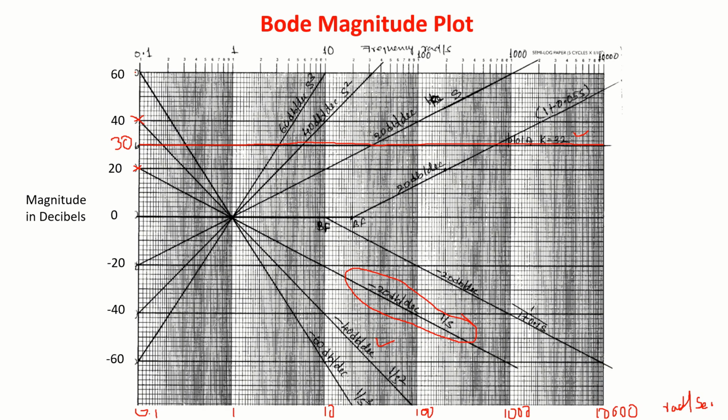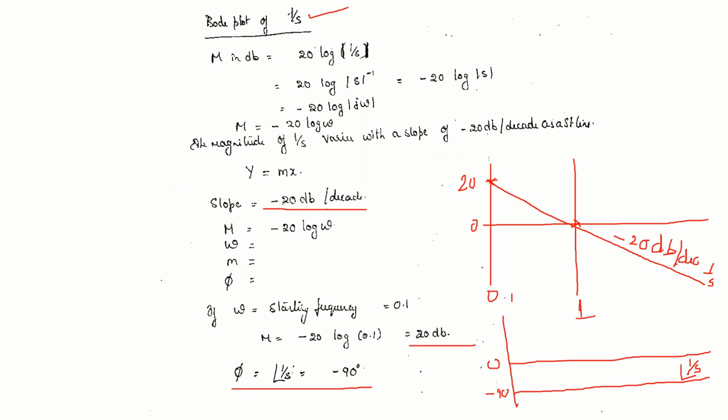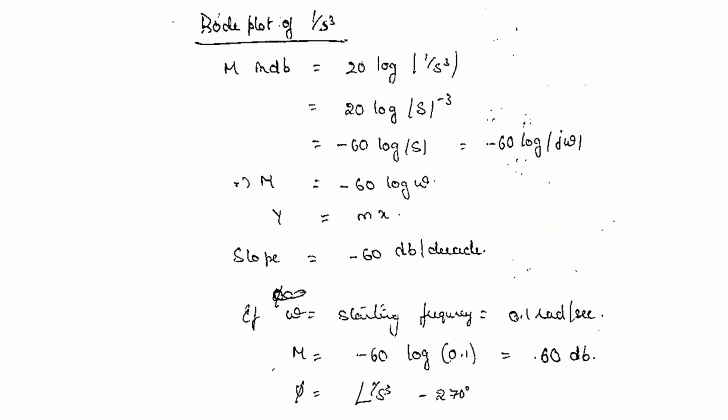Suppose there are 3 poles. It is S cube. Then slope will become minus 60 dB per decade. Phase angle will become minus 270 degree. Okay, that's what I have done here.